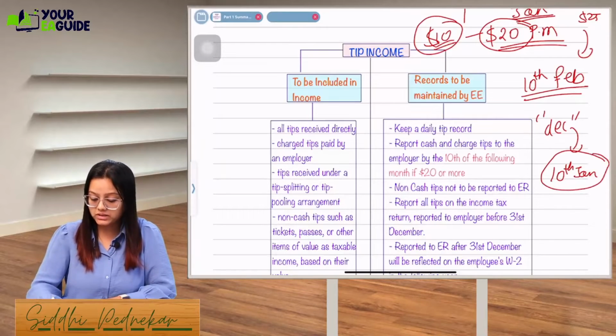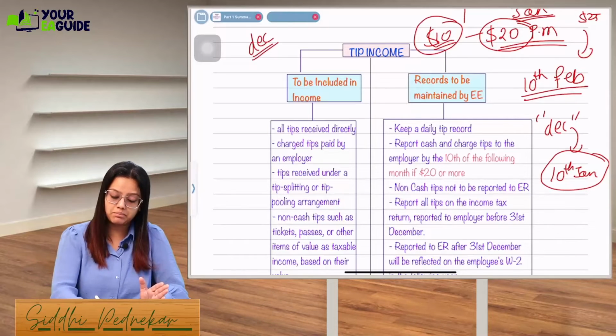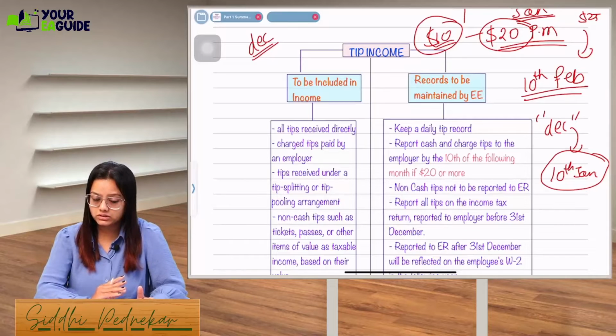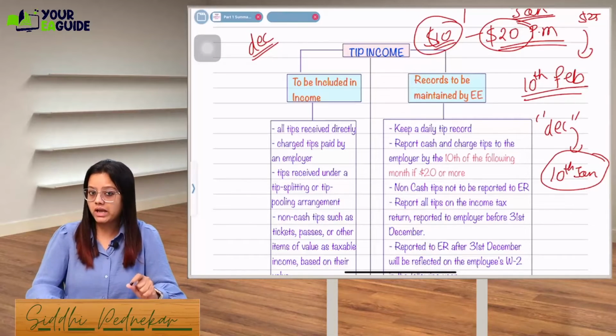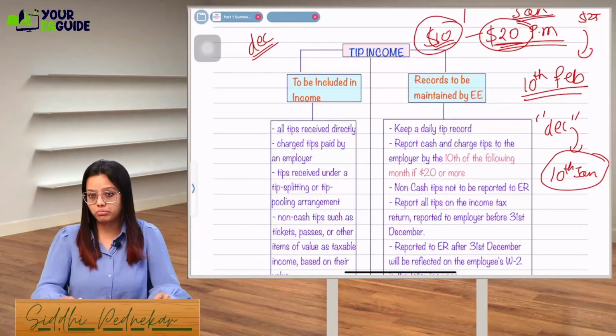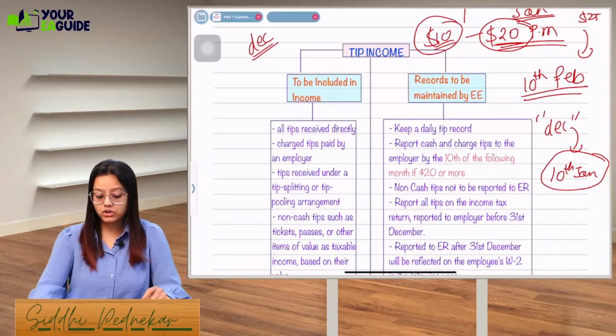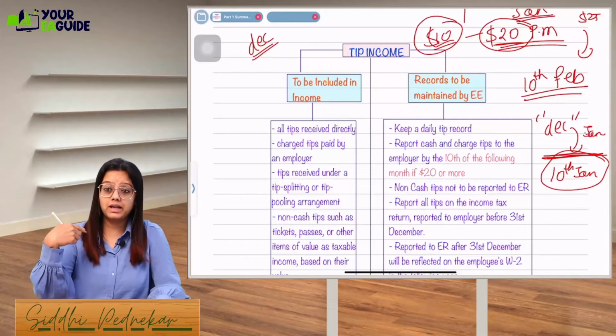Now, you have to remember this date in case of December tip, and mostly the question will be based on December month tip only, because most complexities are in this only. You are liable to report when your per month tip income is $20 or more. When you're liable to report the tip income, and you report it before 10th of next month, means before 10th Jan, then what will happen? It will be included in the Jan month, means it will be included as income in the next year.